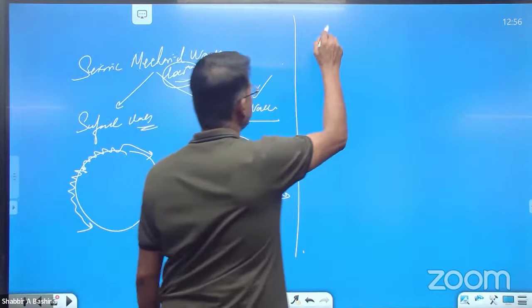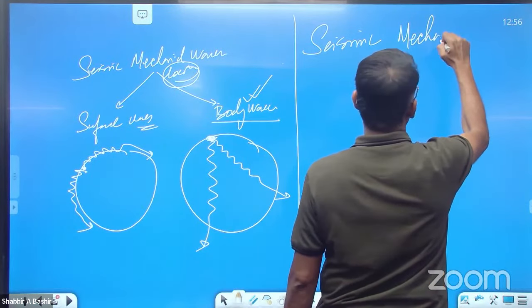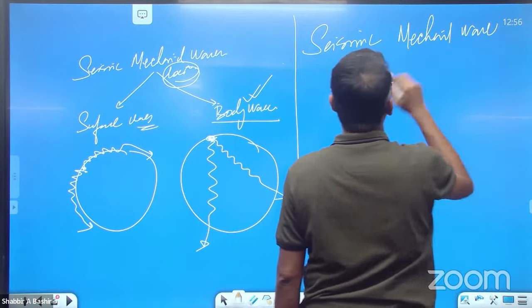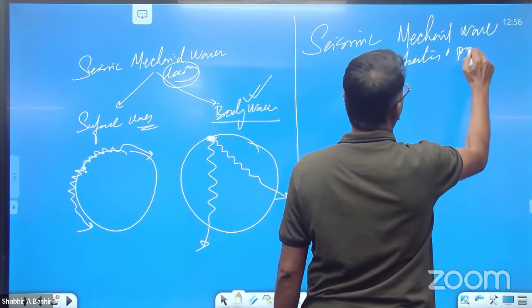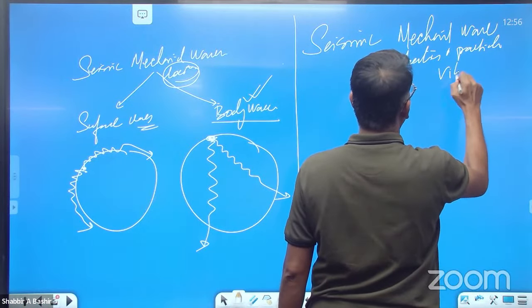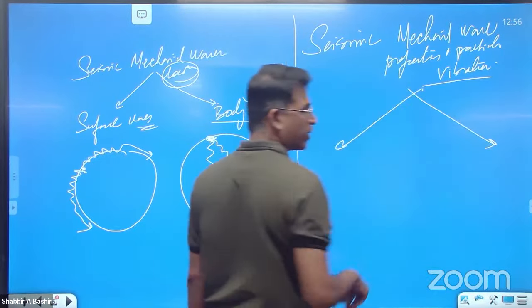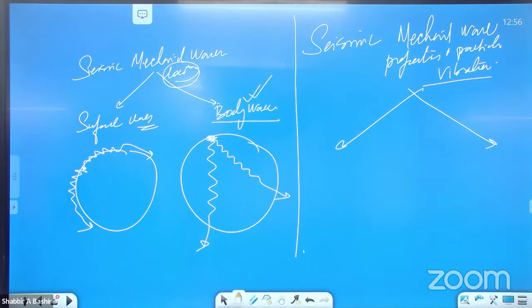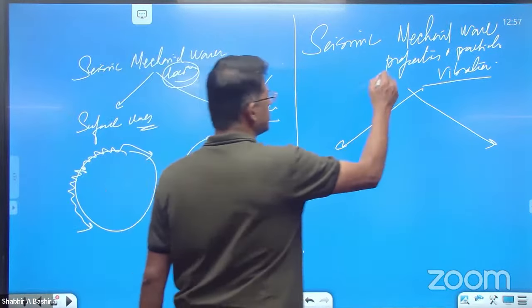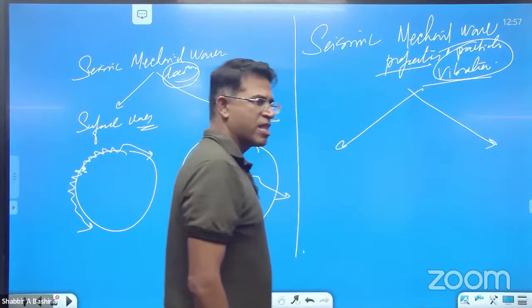That's one. Then the seismic mechanical waves, on the basis of their properties and particles vibration, they are of two types. In terms of location where they are, they can be surface waves, they can be body waves.